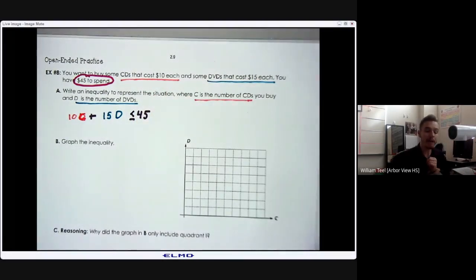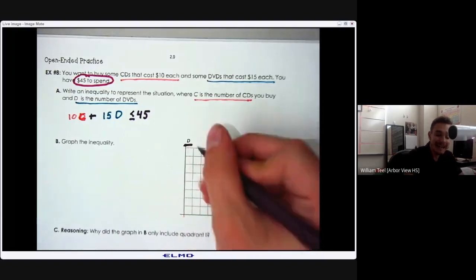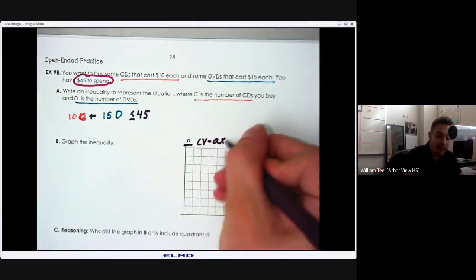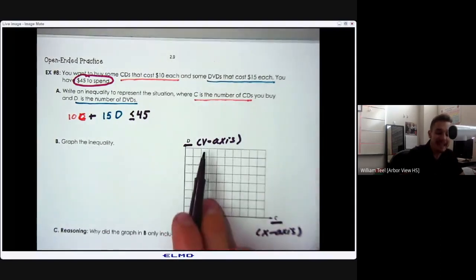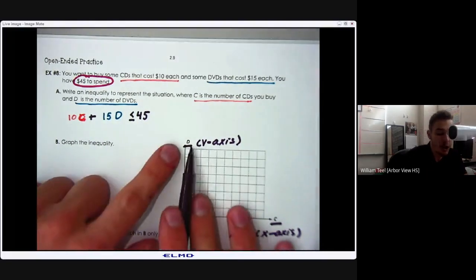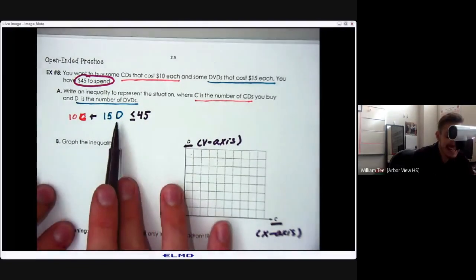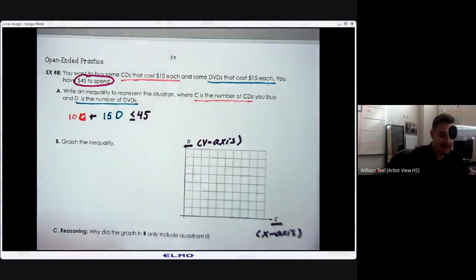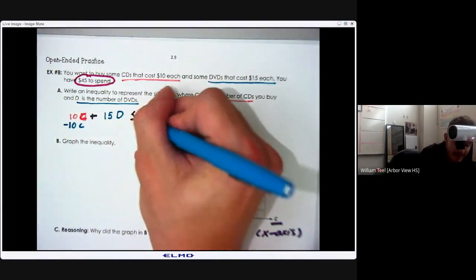Okay, so now we're going to have to put this in slope-intercept form so that we can actually graph it. What I want you to notice about this graph is that D is on what normally is the y-axis, and C is normally on the x-axis. So this means instead of y, I'm going to have D. Instead of x, I'm going to have C. So I know that D should go first if we're going to follow slope-intercept form. So I'm going to go ahead and get D by itself. What I have to do is subtract 10C from both sides.